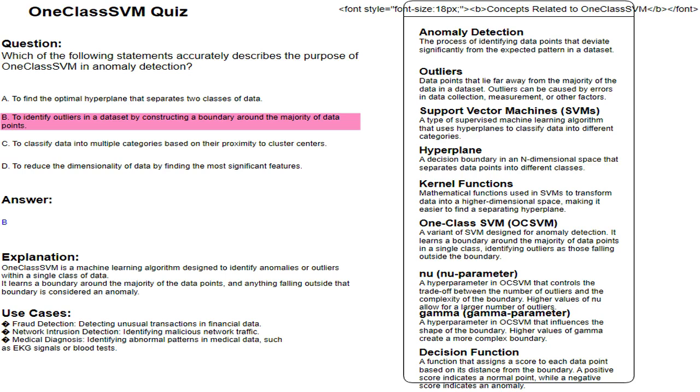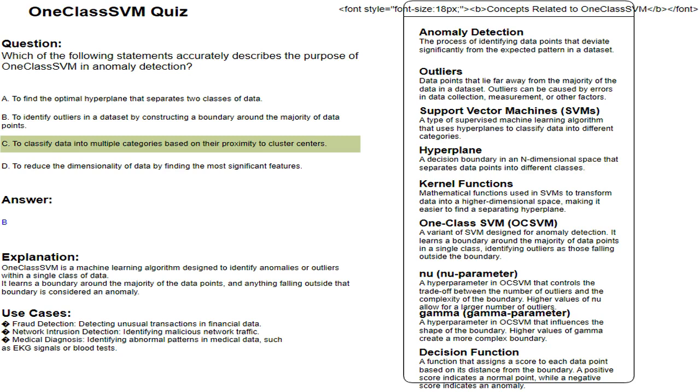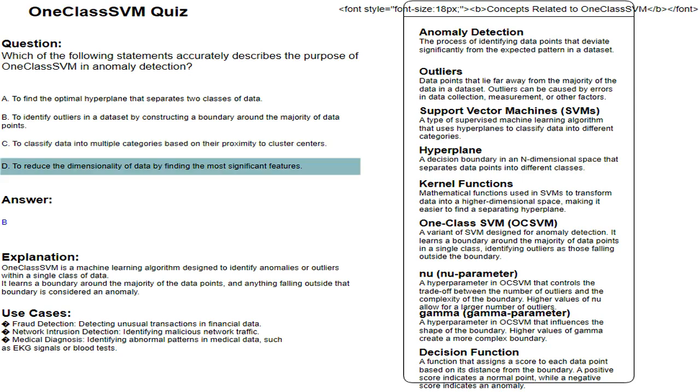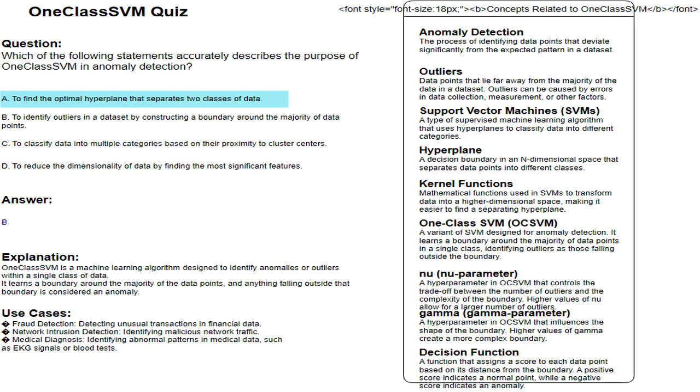D. To reduce the dimensionality of data by finding the most significant features. This statement describes the purpose of dimensionality reduction techniques like principal component analysis (PCA) or linear discriminant analysis (LDA). One-class SVM does not explicitly perform dimensionality reduction. Its primary goal is anomaly detection.